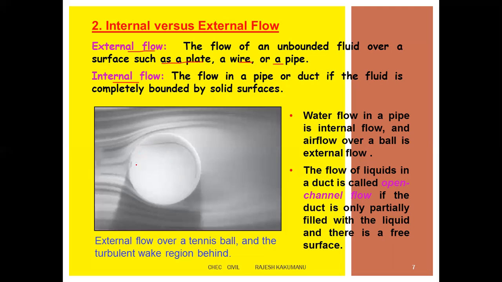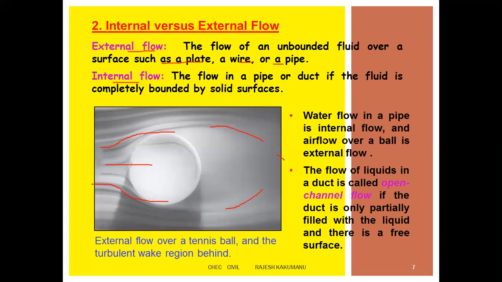So this is a tennis ball. The flow of fluid, the flow of air, is external flow over a tennis ball, with the turbulent wake region behind, right? So see here, the flow is passing in this direction and it is passing in this direction. So again, it is taking a conical shape, right?